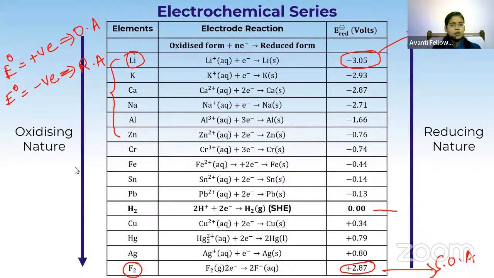You don't have to memorize the values. They will give the values in the question. You just have to find out the answer. I will solve one question based on this concept. Don't worry. Do you have any doubts from this? Positive means oxidizing agent. Negative means reducing agent. So clear, right? Shall I go for the next?